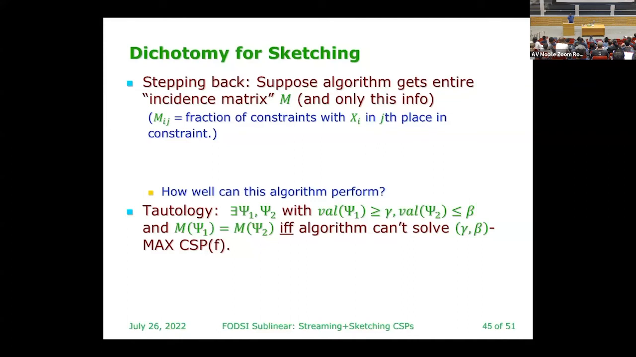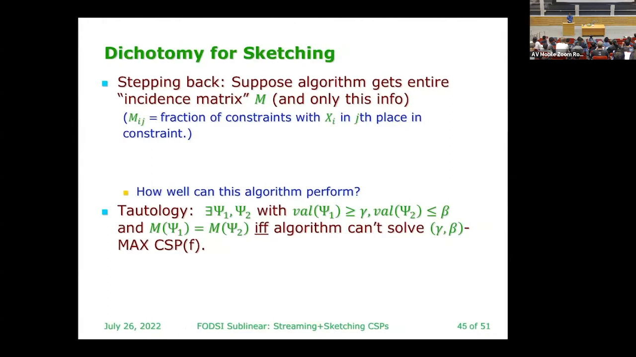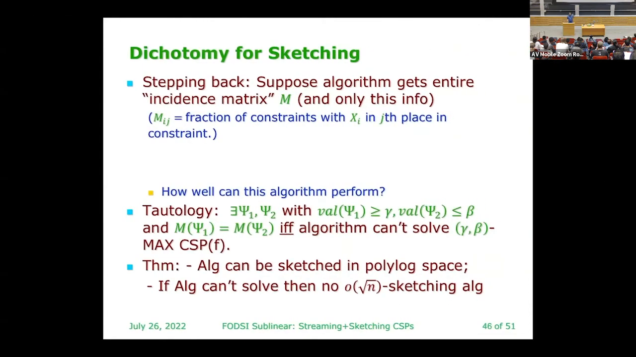So this is the tautological statement, but it is the key to our classification result, because what we basically say is that this algorithm can actually be sketched in polylog space. And if this algorithm cannot solve a problem, then square root of n sketching algorithms will not work. So you put these two together, you get everything.